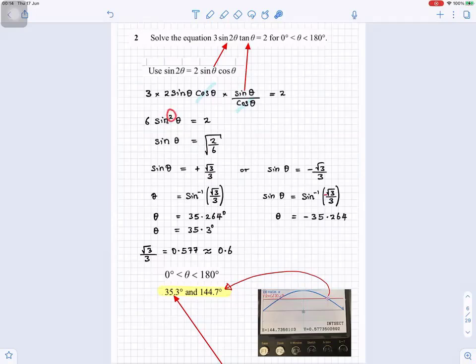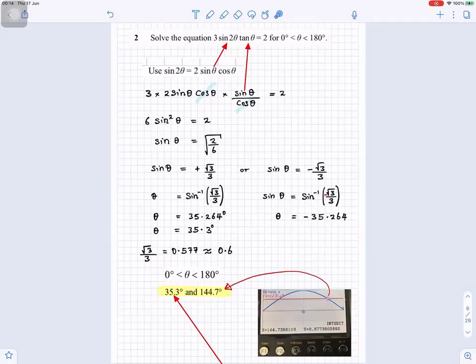And the square goes to the right-hand side as square root. So sine theta is plus or minus root 3 over 3. In your calculator, inverse sine of that gives you 35.3 degrees. And inverse sine of the negative one gives you minus 35.264.